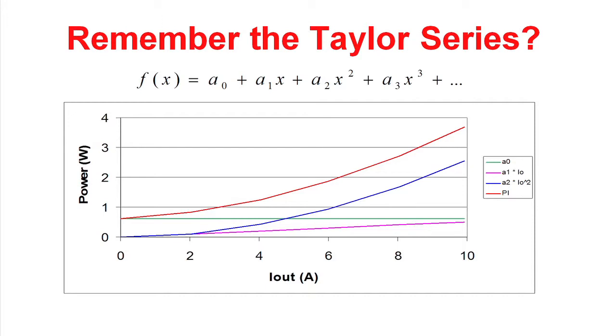So what I've done is I plotted the A0 term as a function of output current, or, you know, I've replaced x with I here. I plotted A1 times I as a function of output current, and it's a straight line as you expect. And then the next one I plotted was A2 times the output current squared. Then I summed all three of them.